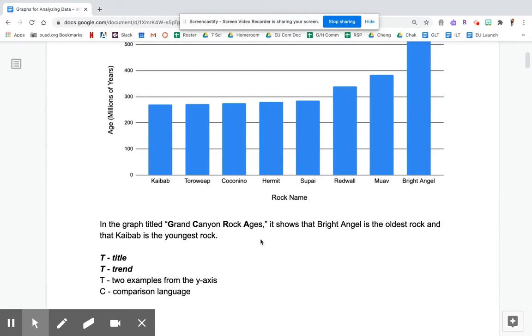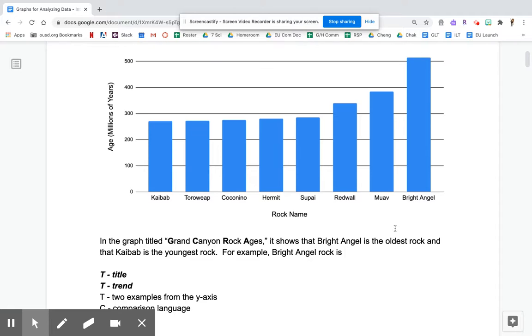Now I'm going to give two examples. I'm going to start by saying, for example, Bright Angel rock is, and now I'm not just going to say the oldest again. I want to say exactly how many years from the y-axis. So if I look over here at the y-axis, I see that Bright Angel is just above 500. I don't know exactly how many, and there's no number above this. So I'm just going to say is over 500. And this says millions of years old. So 500 million years old.